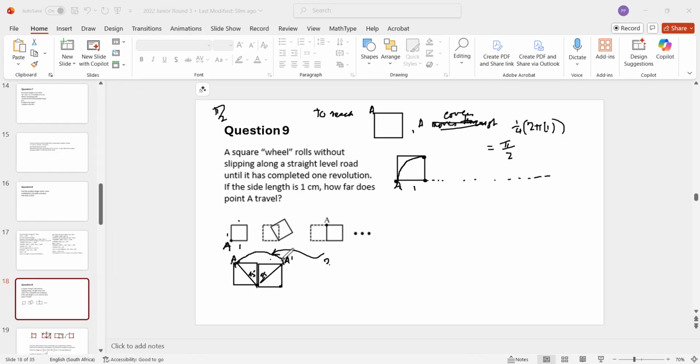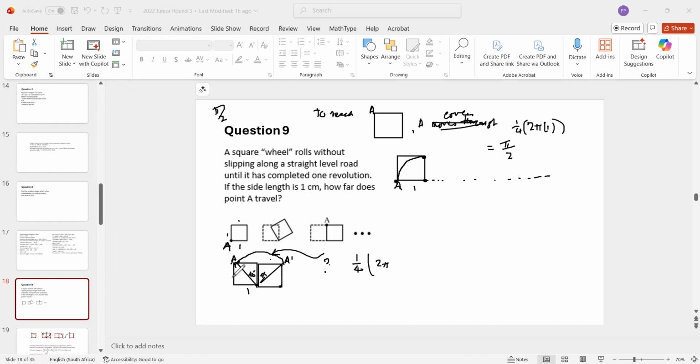So it's a quarter of a circle. Why a quarter? Because you've got 45s here. This is 90 degrees. So it's a quarter of a circle circumference. And the circumference of the circle is 2 pi r. Circumference is 2 pi times the radius. And the radius is this one.